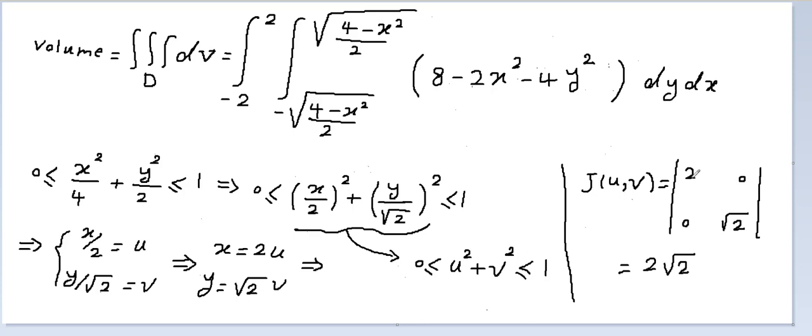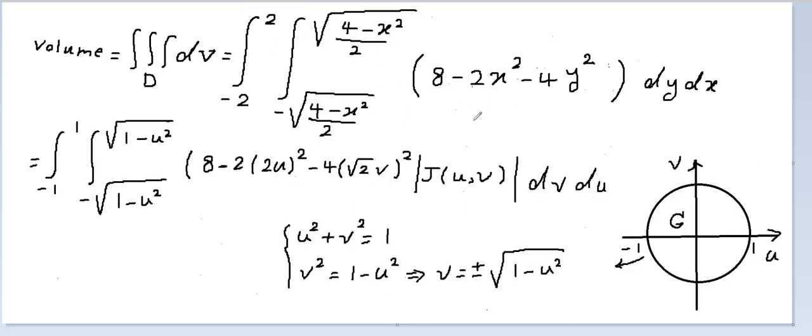And of course, we do not forget the Jacobian of the substitution. You can see the derivative of x with respect to u is 2, with respect to v is 0, derivative of y with respect to u is 0, with respect to v is the root of 2. So the Jacobian will be 2 times the root of 2. Now we have to put it here, with x, y, the Jacobian, and the area of integration in the uv plane will be the unit circle. Let me erase here and then we move up.